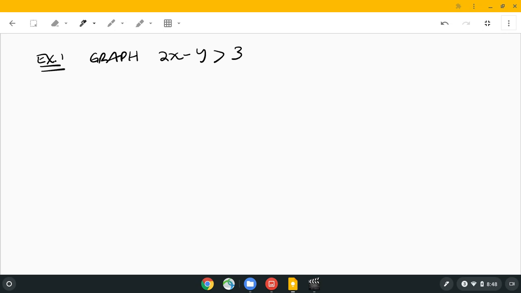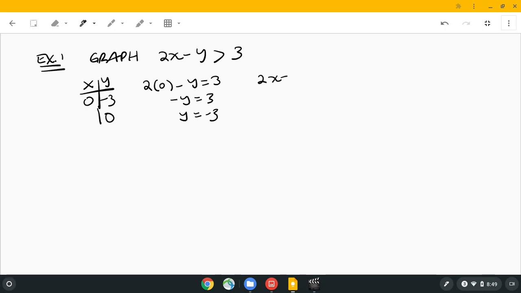All right, so I'm going to go ahead and make a table. I'm going to choose 0 for x, right? Plug it in for x. 2 times 0 minus y. I'm going to use equals because I'm trying to find the y value that goes with it. Negative y equals 3, so y equals negative 3. Okay, so we have that. Now I'm going to choose 0 for y. Plug that in. 2x minus 0 equals 3. 2x equals 3. x equals 3 halves, which is 1.5.